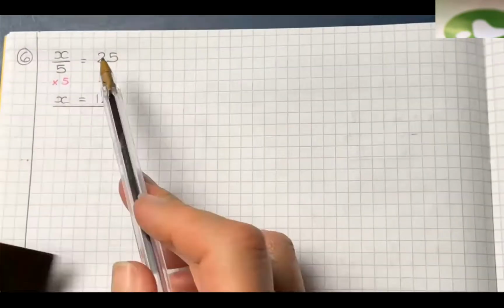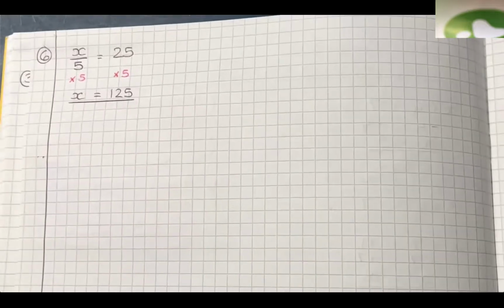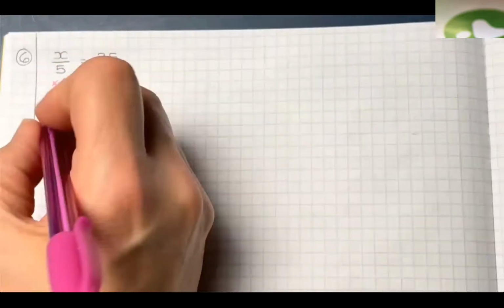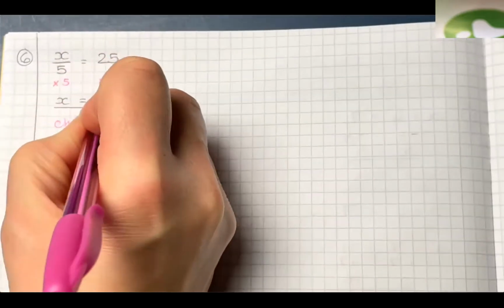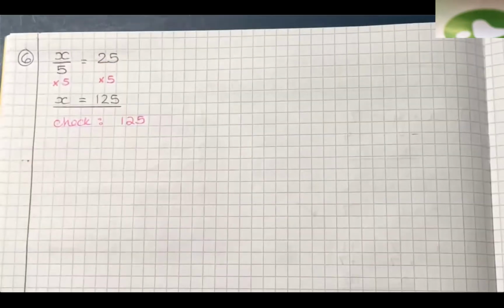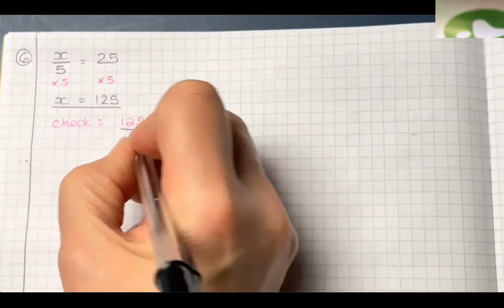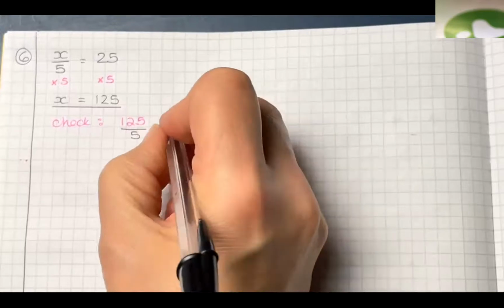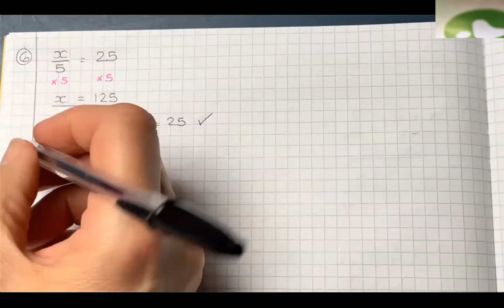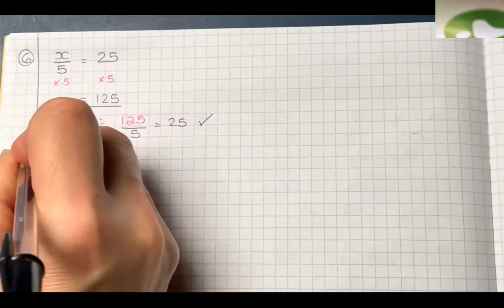Remember, just because you know that 25 divided by 5 is 5 and it looks like an easy answer, it doesn't mean it's right. We're just going to do our quick check using substitution. We know that our x is 125. 125 divided by 5 gives us 25. We have the correct answer. Excellent, we can move on.